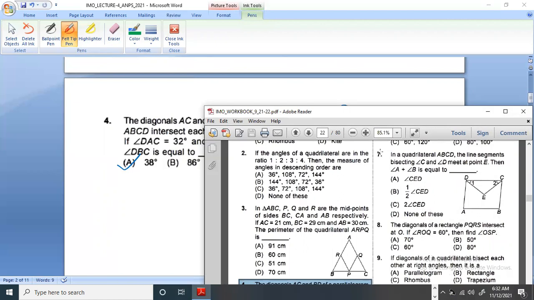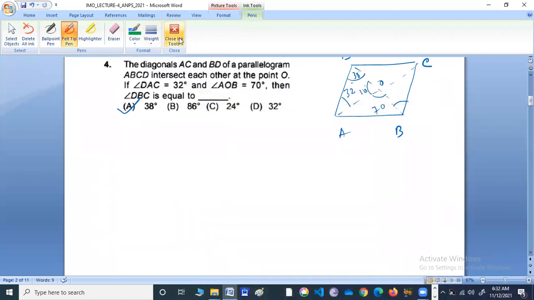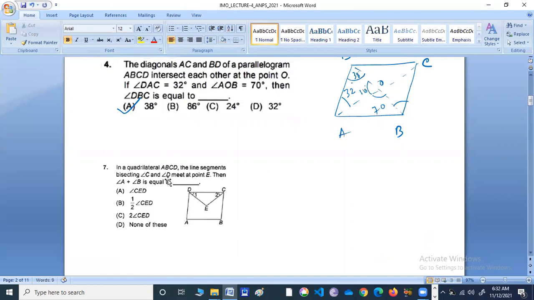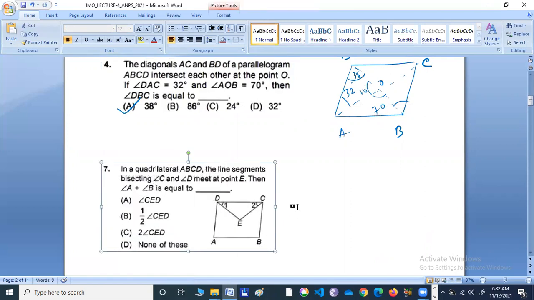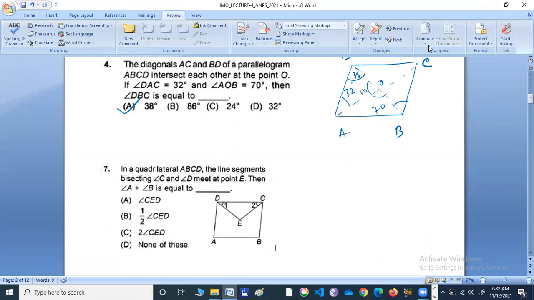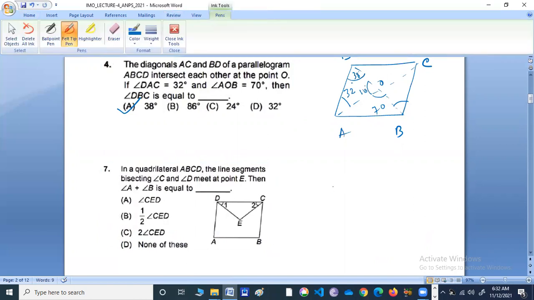Okay. Let us do 7. Good. So let us see what they say. In the quadrilateral ABCD, the line segments bisecting angles C and D meet at E. So these are bisectors. So these two angles are equal, this and this are equal. And angle A plus angle B. Interesting sum.